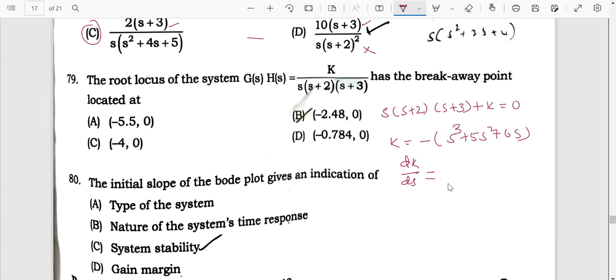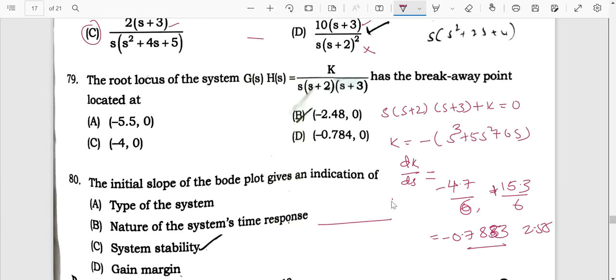The first one is minus 5 plus or minus the square root of 7, divided by 3, which gives minus 0.7887 and the other one minus 2.55. Taking the diagram, we have one pole at 0, another pole at minus 2, another pole at minus 3. So between minus 2 and 0, this will be the valid point. So minus 0.7887 is the answer. So the answer is D here.